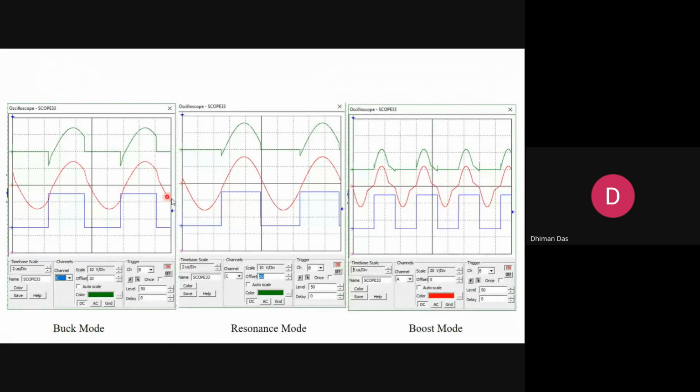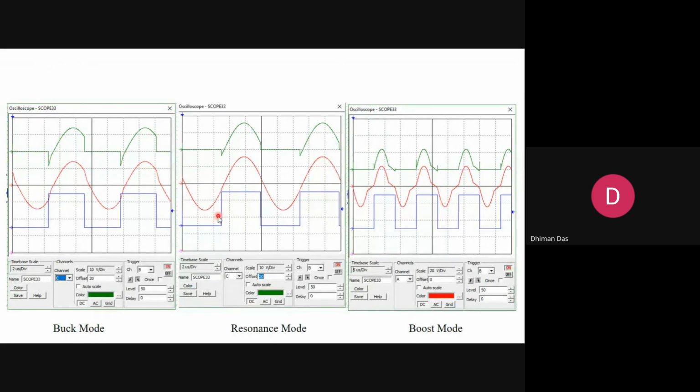There are 3 modes of operation of this converter. One is buck operation, another is resonant, and the other is boost. In buck operation, you can see the current profile is negative when you start the switching. That means this is a buck operation. And also if you see the tank current, the sine wave is not completed. Before that I cut the sine wave by the switching action.